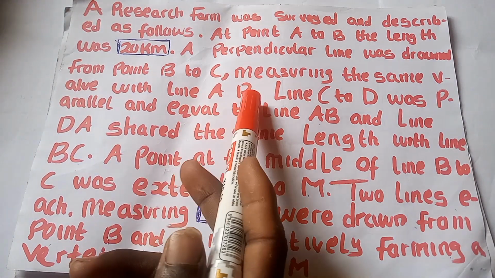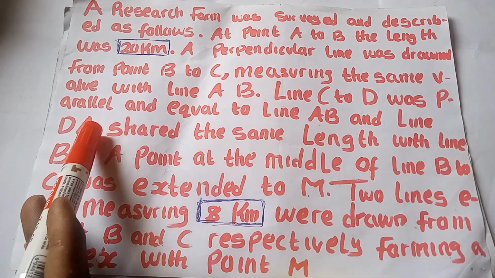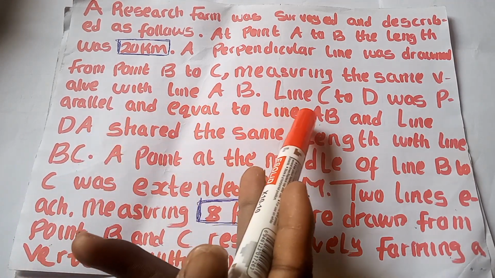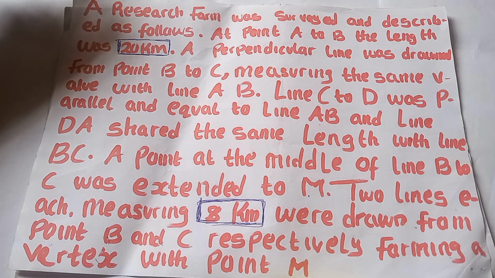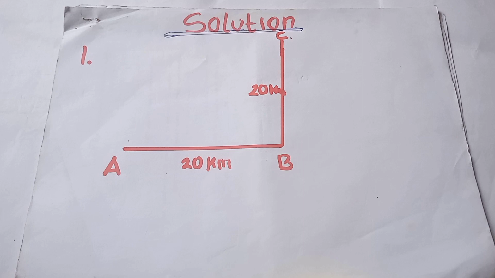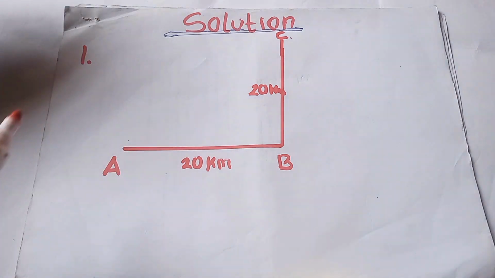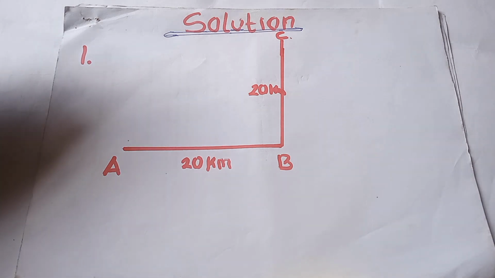Now we stop at here. Don't forget, line CD was parallel and equal to line AB. Have you seen that? Don't forget what I call the parallel line. Two lines are said to be parallel if the two lines are drawn on a straight line and cannot meet each other. So they say that line CD is parallel to what? Line AB. Line CD is parallel and equal to line AB.